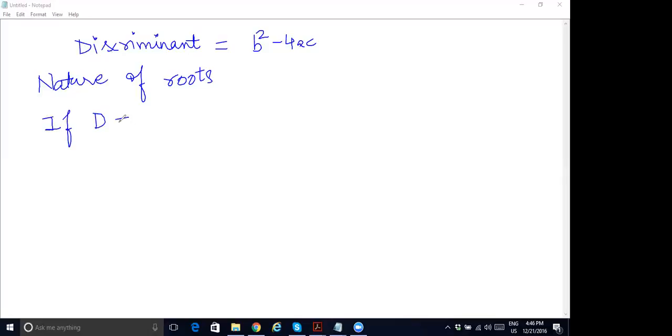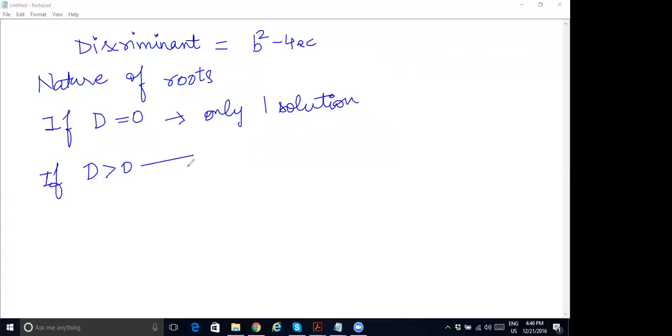If d is equal to 0, what can you tell about the roots of the equation? Then there's only one solution. Correct. That means since d is equal to 0, we have only one solution. And if d is a positive value, then we have two solutions.